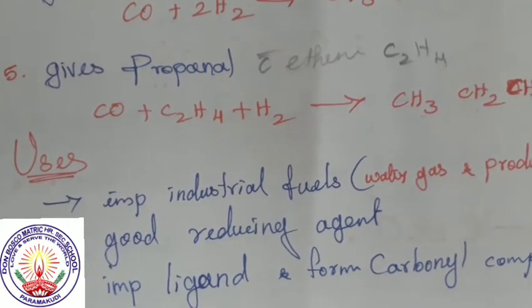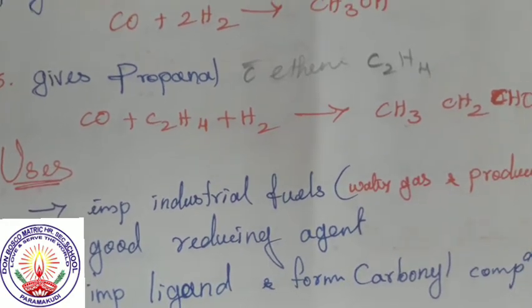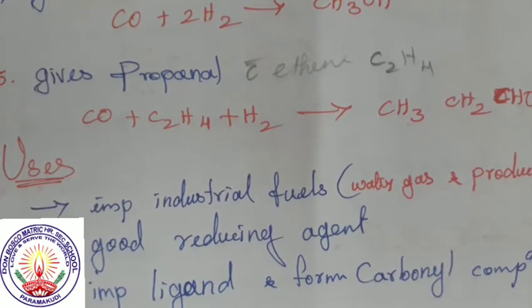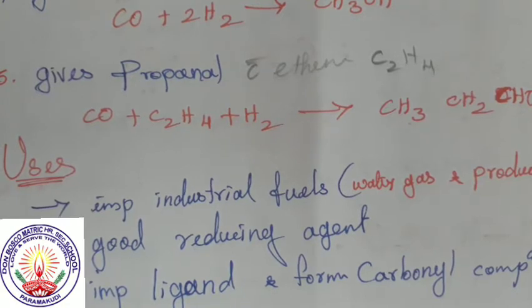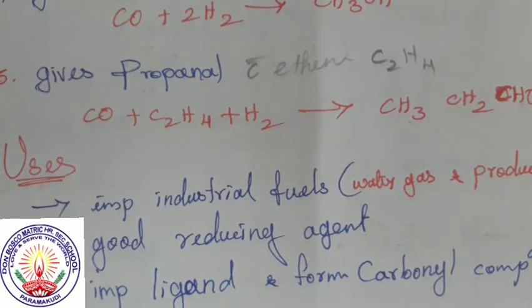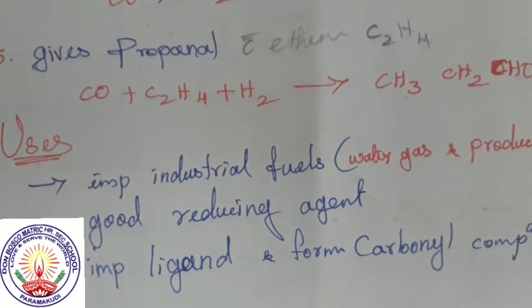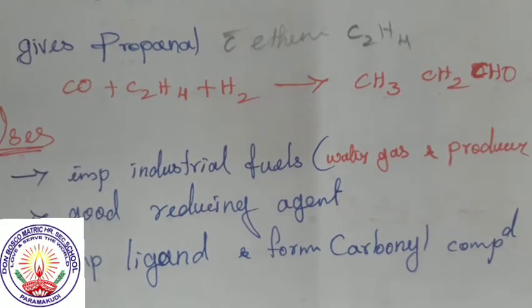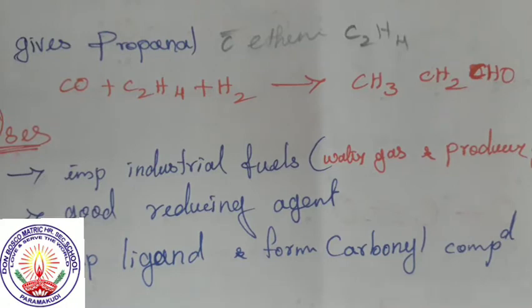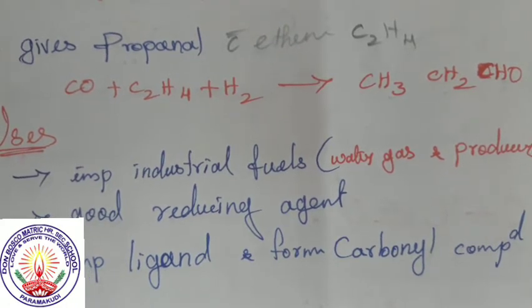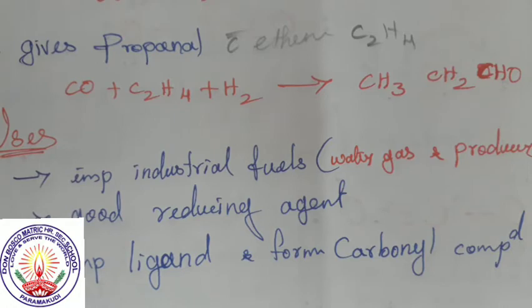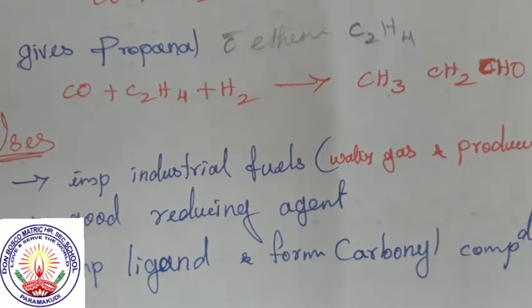Next, it is a good reducing agent. For the ores and minerals to separate, for metallurgy, we are using this as an important reducing agent, because by using this we can separate the metals from their oxides. The third one is that it is an important ligand, forming carbonyl compounds. This carbon monoxide is an important ligand to form carbonyl compounds.